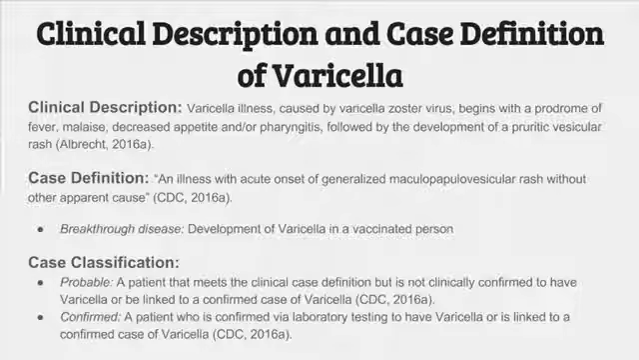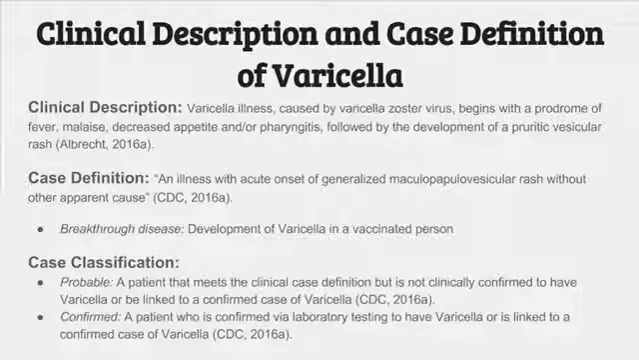Breakthrough disease is development of varicella in a vaccinated person. In this case, the disease is usually mild, with fewer than 50 skin lesions and a shorter duration of illness. The rash may also be atypical in appearance, maculopapular, with few or no vesicles.